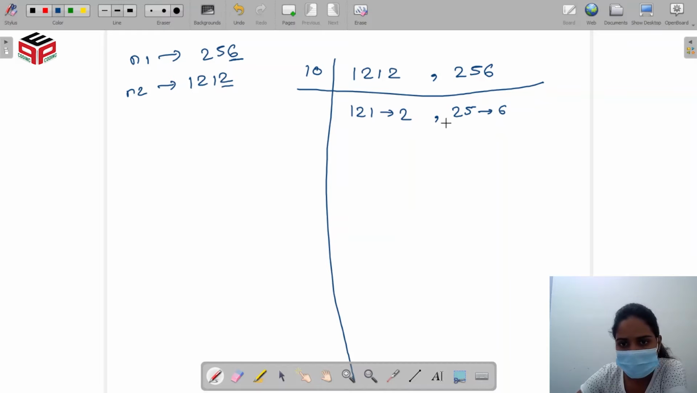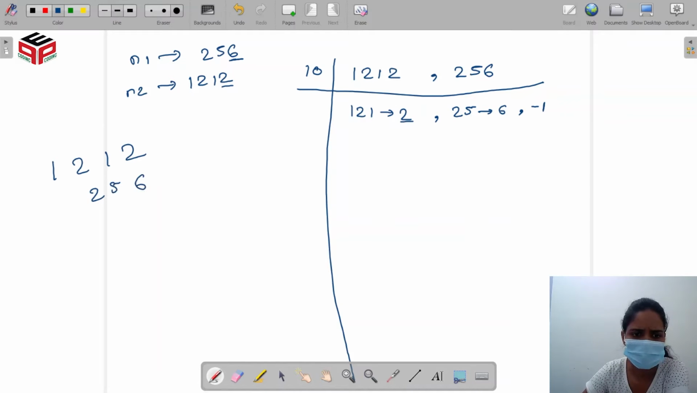Now we check these remainders. Is this 2 able to tackle this 6? No. So we have to give a carry of -1 to the previous digit. The previous digit means, in 1212 and 256, as we did earlier, -1 and adding the base to this 2. 2 plus 8 gives me 10. Is 10 able to tackle the 6? Yes. 10 minus 6 gives me 4 as the answer.